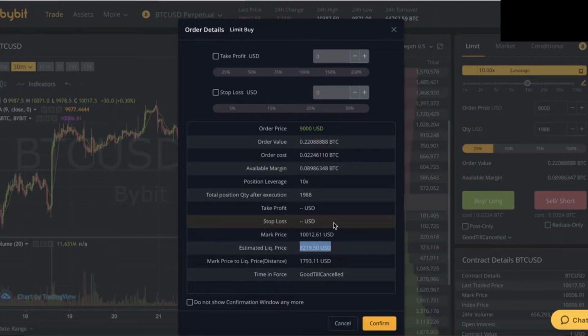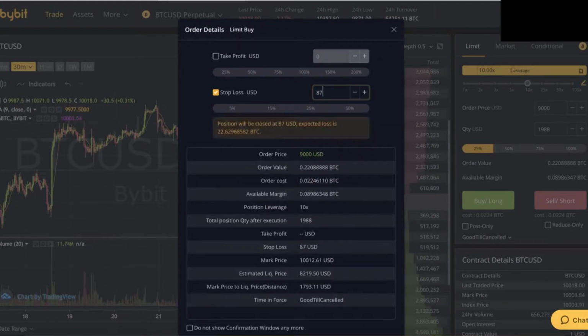The way to avoid this is by using a stop loss. To use a stop loss, you check the stop loss button here, and you can say that, for example, I want my position to open at $9,000, but if it goes down to 8,750, I've had enough of this position and I want to leave that position. I don't want to trade it anymore.